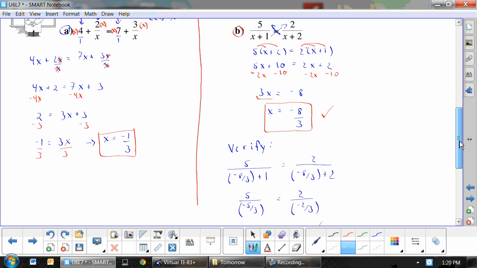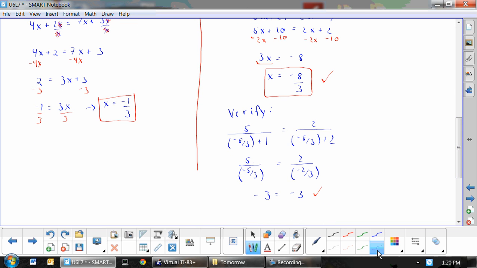And then we get to verify it. So we get 4 plus 2 over negative 1 over 3. It's equal to 7 plus 3 and negative 1 over 3. Okay? That gives us 4 minus 6 is equal to 7 minus 9. And negative 2 is equal to negative 2. Which is awesome.